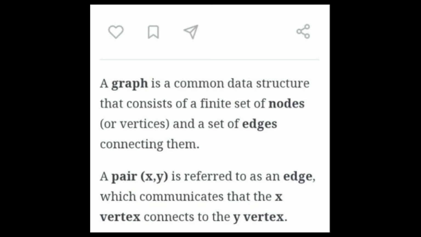A graph is a common data structure that consists of a finite set of nodes, or vertices, and a set of edges connecting them. A pair of x and y is referred to as an edge, which communicates that the x vertex connects to the y vertex.